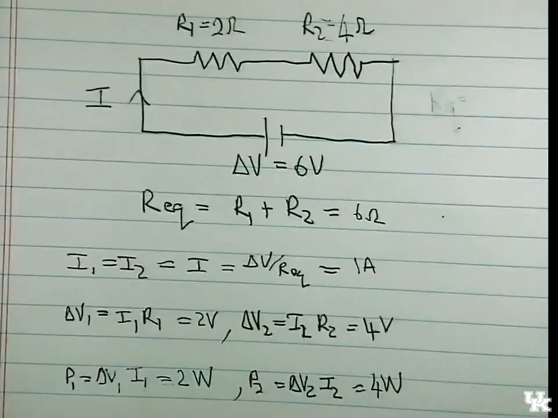So we also see that the two resistors are dissipating power, both of them. One is dissipating 2 watts, 2 joules a second. The other one's 4 watts, 4 joules a second. Actually, we could check that if we like.